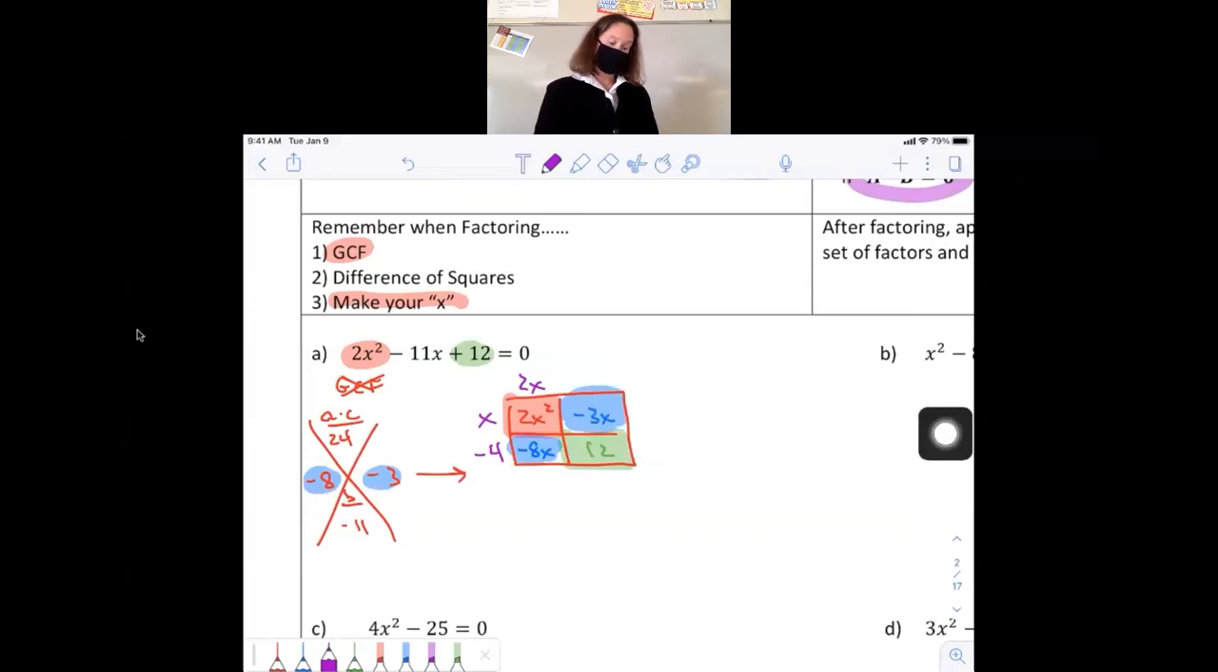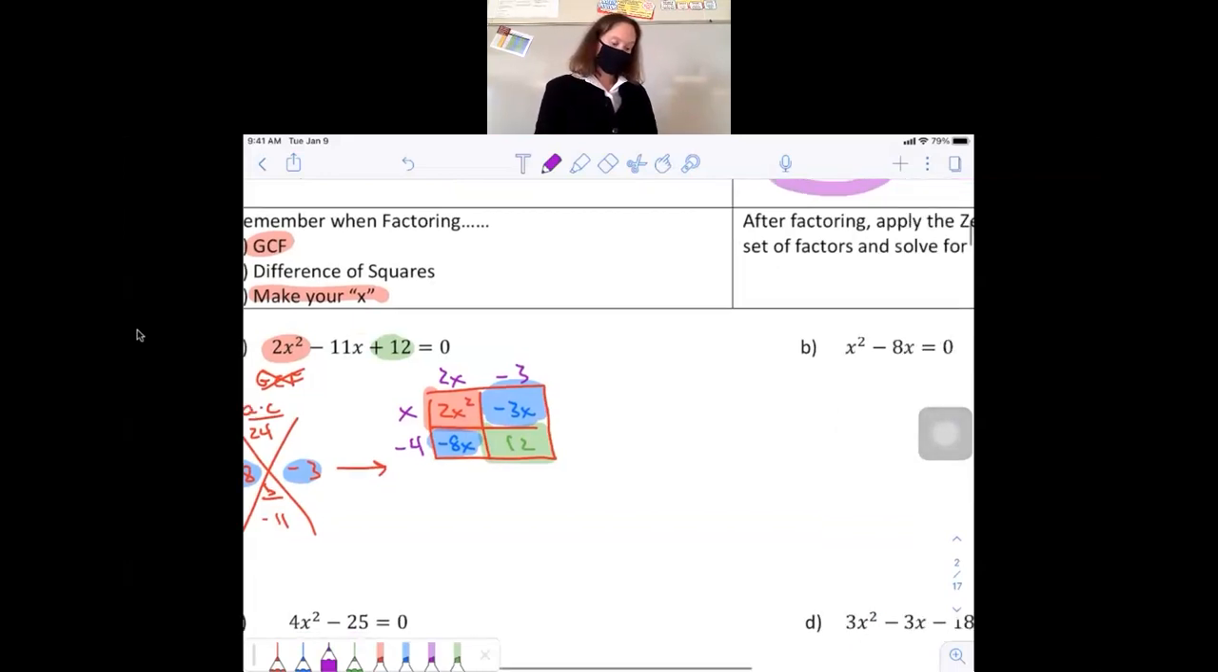What's the greatest common factor between 2x squared and negative 8x? And then what's the greatest common factor between negative 3x and 12? So all of that's old. That's nothing new. So what I would do next then is, in one parentheses is what's on the left side of the box, and in the other parentheses is what's on the top. Only now, we know that that has to be equal to 0.